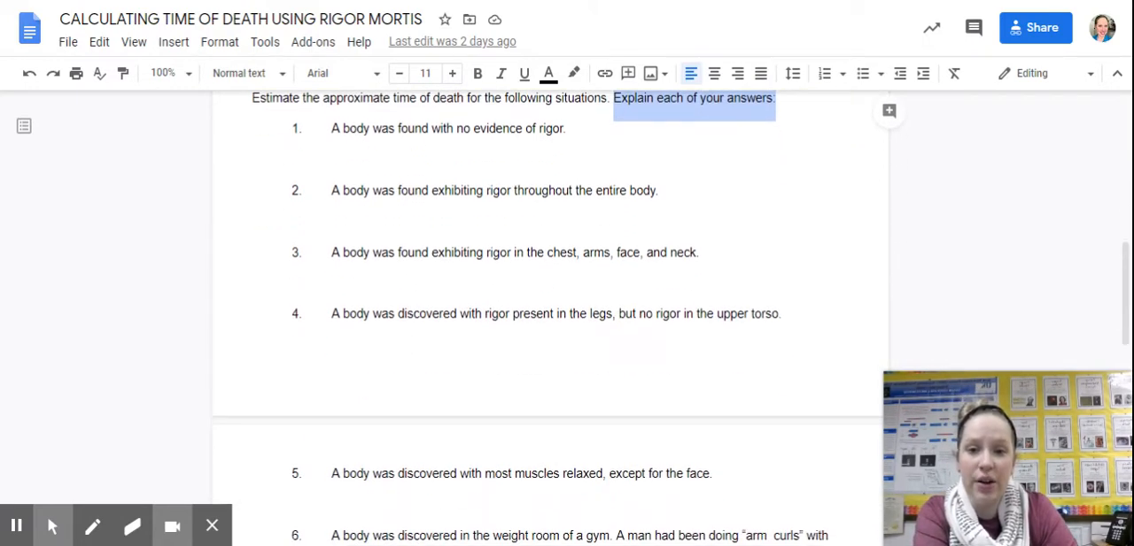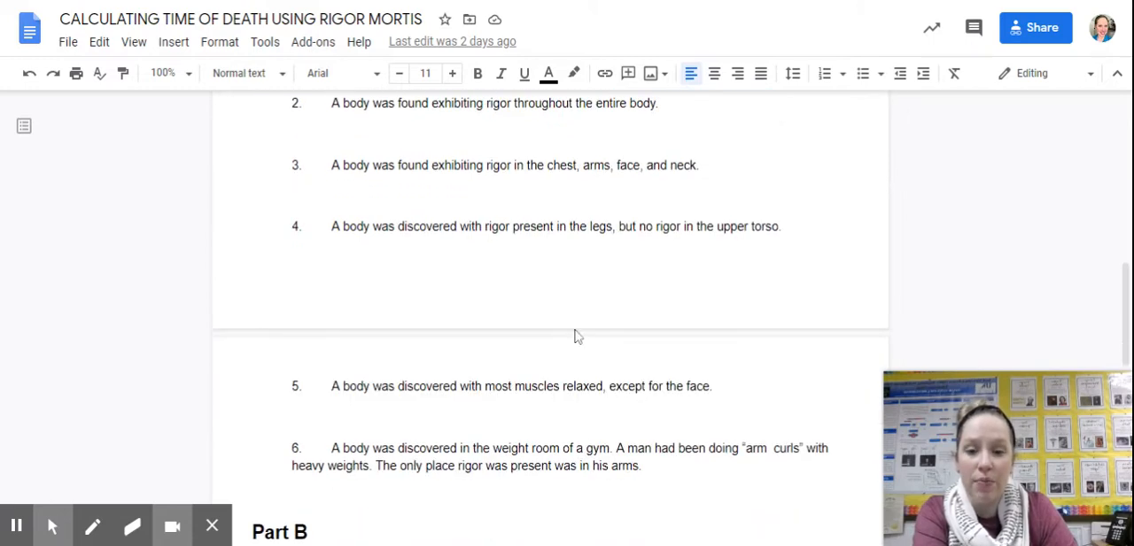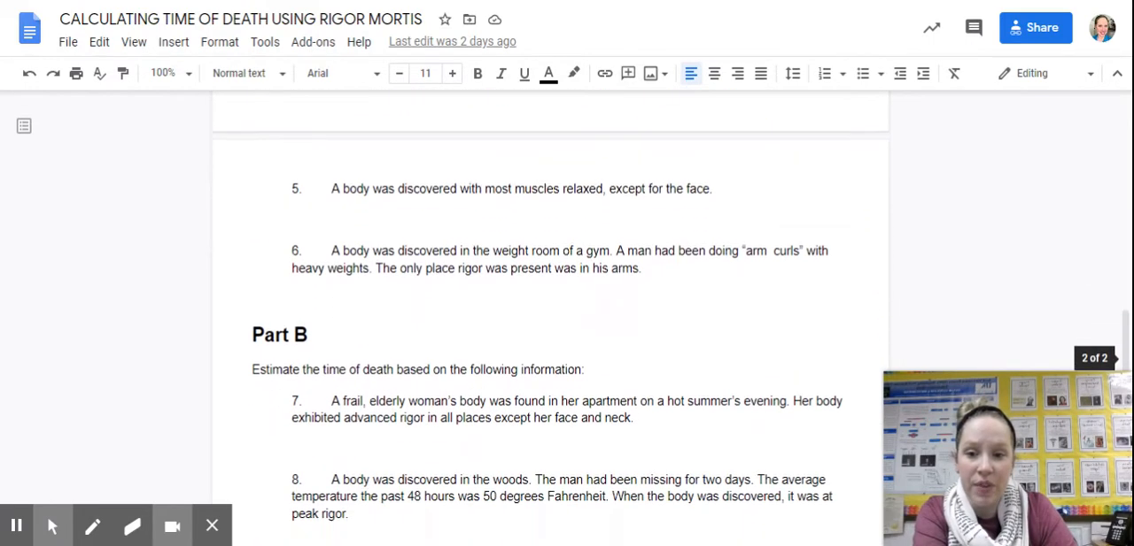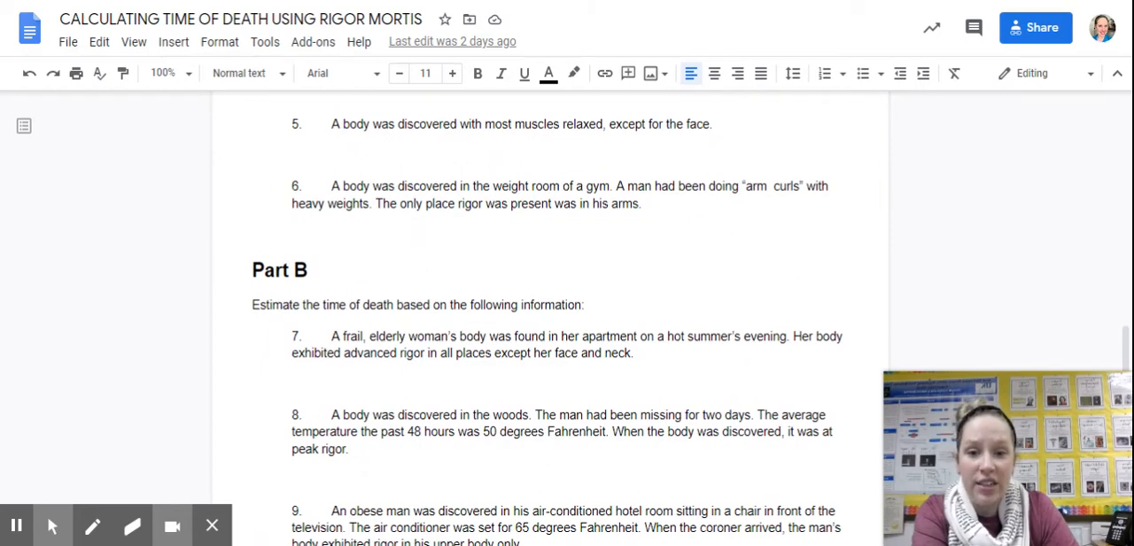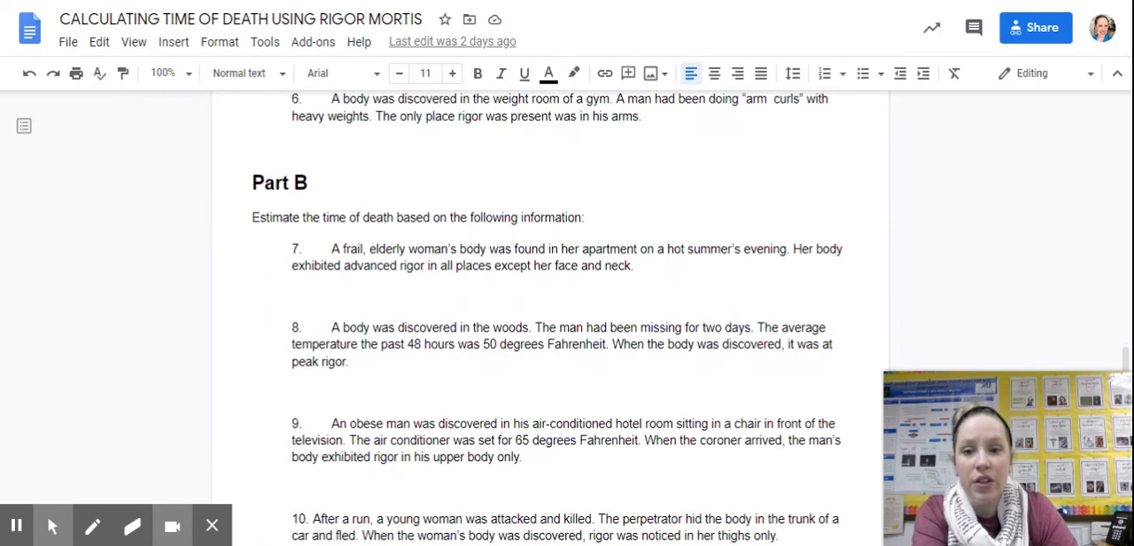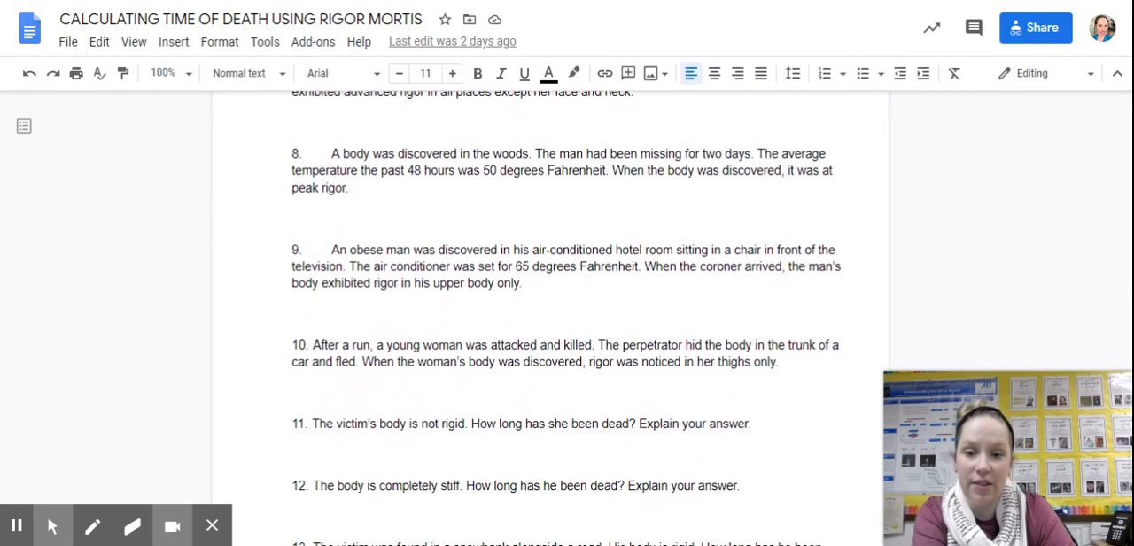It'll give you scenarios and you'll be estimating what time window that would be in. Part B is looking at some of the situations. So this first one is going to talk about a frail elderly woman, so that tells you something about her body condition. And also inside in an apartment on a hot summer's evening instead of outside. So you're going to use those two factors to figure out what stage it would most likely have been, and you need to explain your reasoning again.